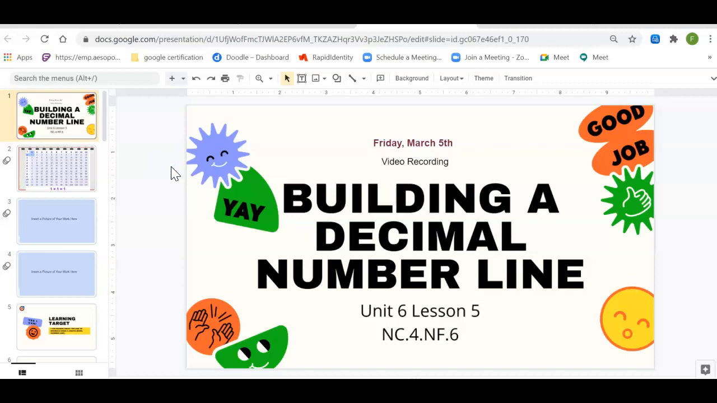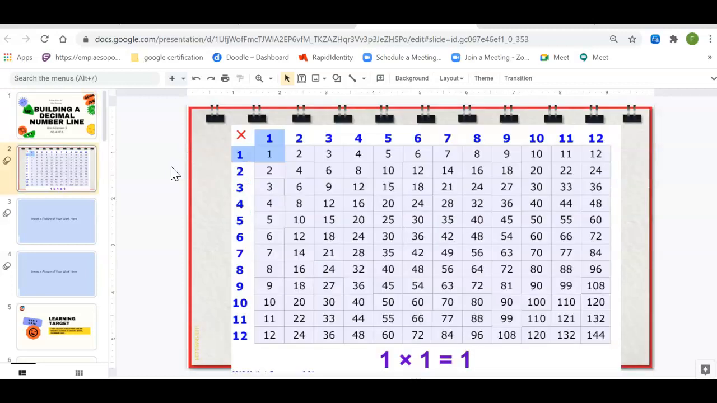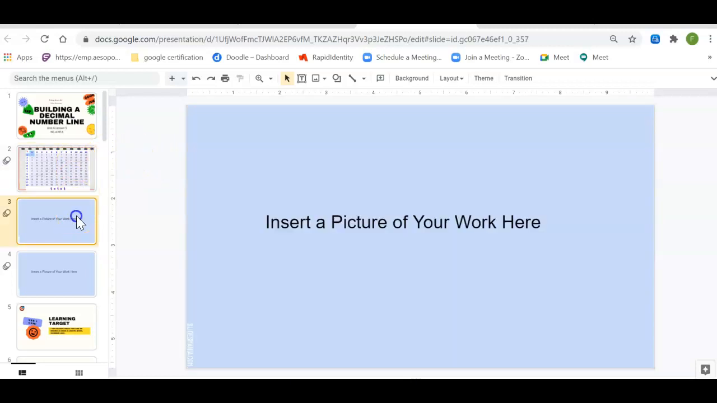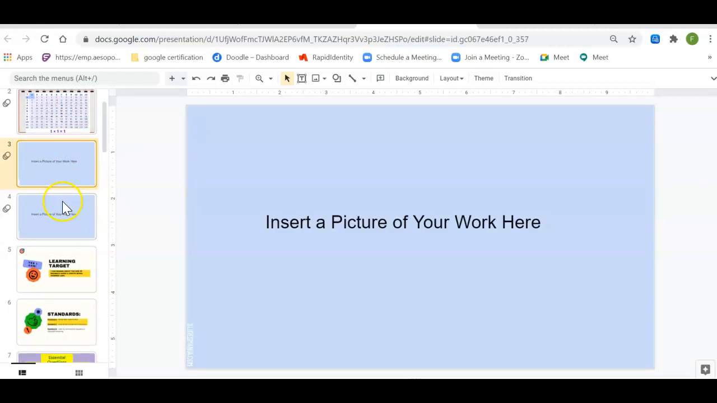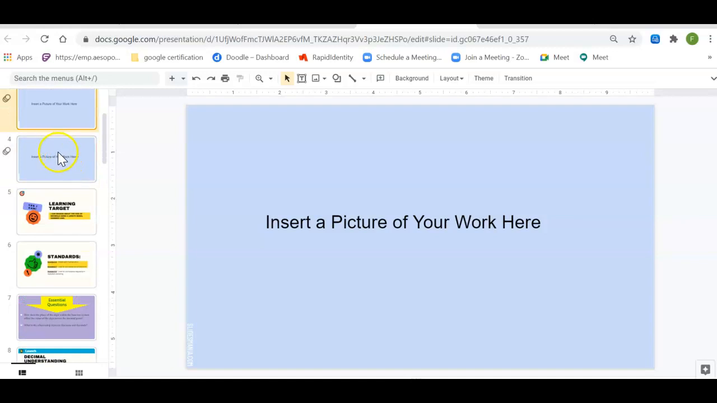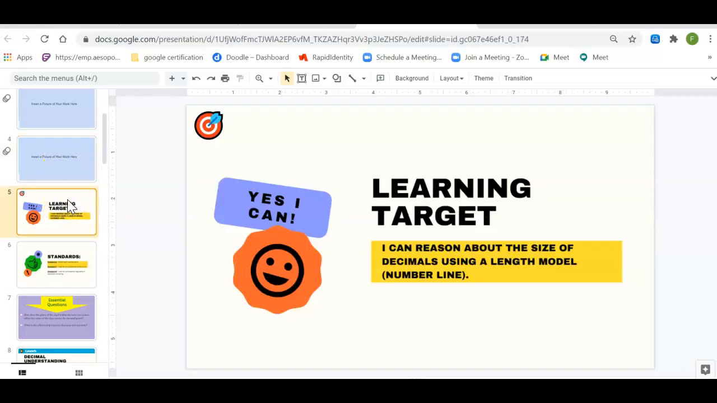We practiced working and building on number lines yesterday. We can continue to build on that. On our next slide, here's a multiplication table. That's a resource for you. After that, the next two slides are places for you to insert a picture of your work if you're working in your math binder or in your notebook, so that your teacher will be able to see your work and give you credit for your work.